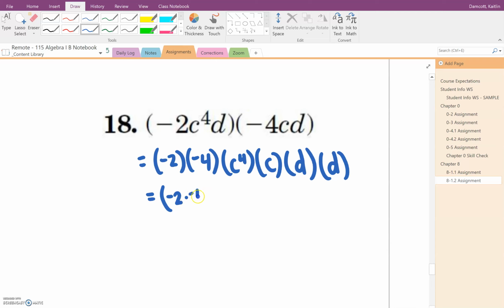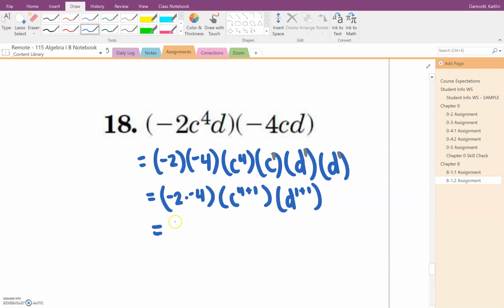Now I am going to switch my grouping. So negative 2 times negative 4, so I'm multiplying the numbers. I'm going to multiply my c's, so c to the fourth and c. We've got a phantom 1 in there, so we've got c to the 4 plus 1. And then d, we have two d's here that both have phantom 1's. Here's a 1, here's a 1. So I'm going to do 1 plus 1. And we can simplify this.